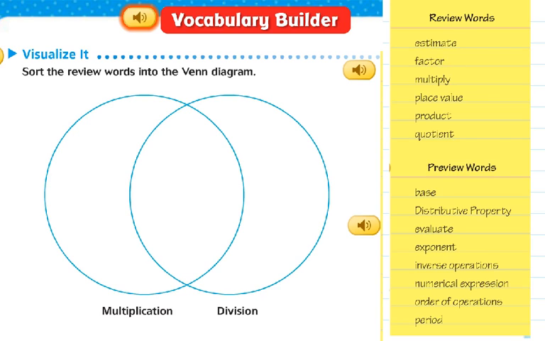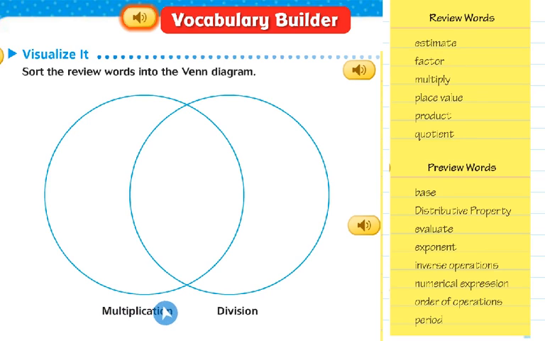So let us begin with visualize it. Sort the review words into the Venn diagram. So the review words that we will be using are estimate, factor, multiply, place value, product, and quotient. Now remember, in a Venn diagram, the union, or the part where the two circles meet, are the words that have the common interest or the commonalities.